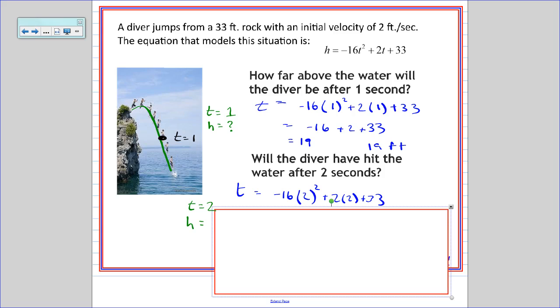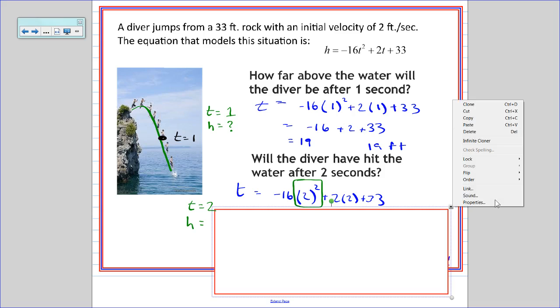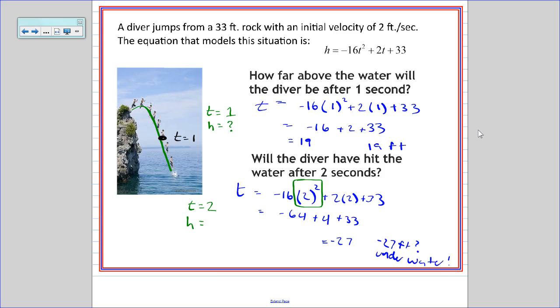Okay. So the first thing we're going to do is plug in 2. Once again, you have to do the squaring part first because of PEMDAS. The exponent comes first. And when I do that, I'm going to find that the diver is supposedly at negative 27 feet. Well, negative 27 feet would be under the water. So it seems like the diver must have hit the water at some point before t equals 2. So will the diver have hit the water after 2 seconds? Yes.